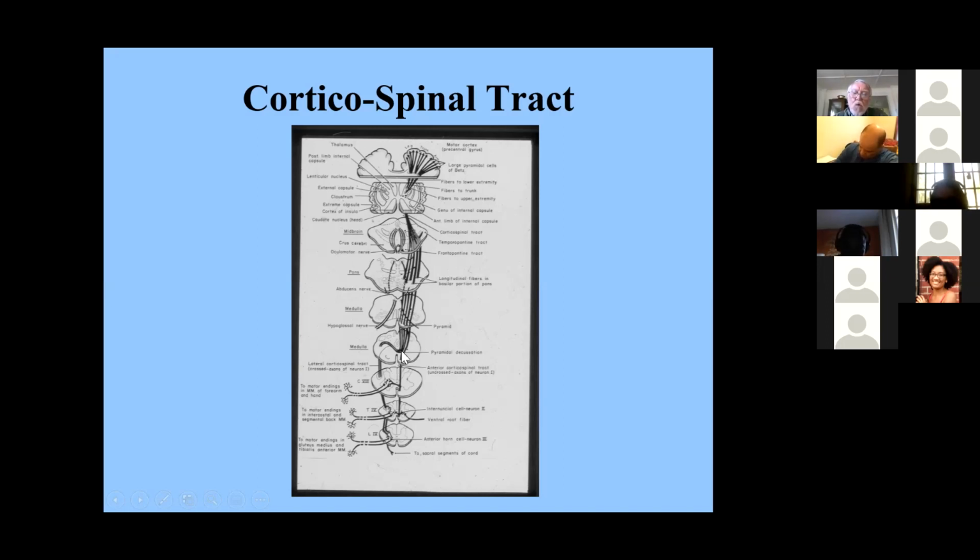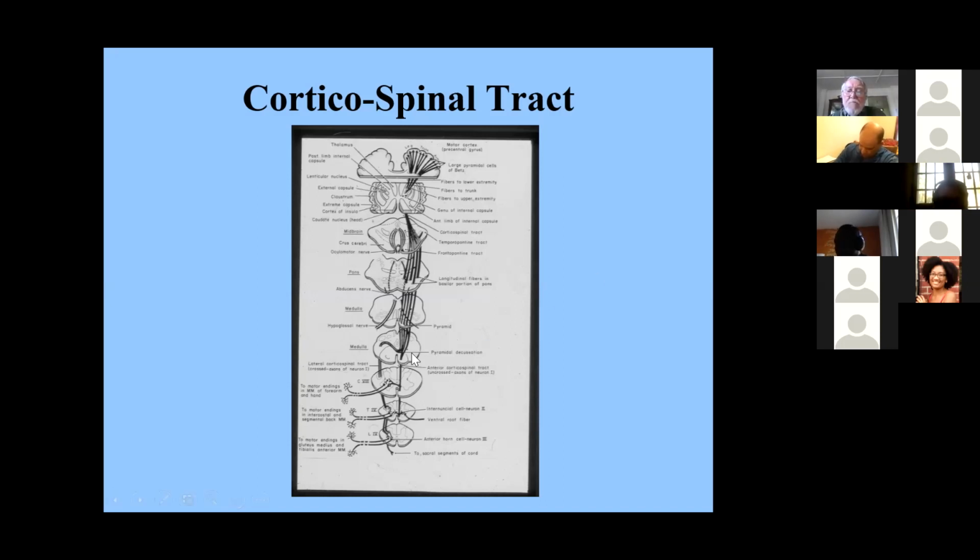But what happens in the caudal medulla? In keeping with our understanding of motor function, such that the left side of the brain is controlling the right side of the body, and the right side of the brain is controlling the left side of the body, 95% of these pyramidal fibers will decussate in the caudal medulla and upper cervical cord, and move into what we call the lateral corticospinal tract.